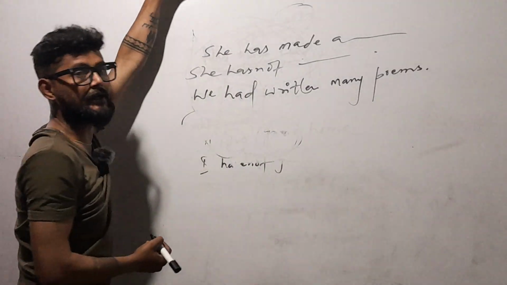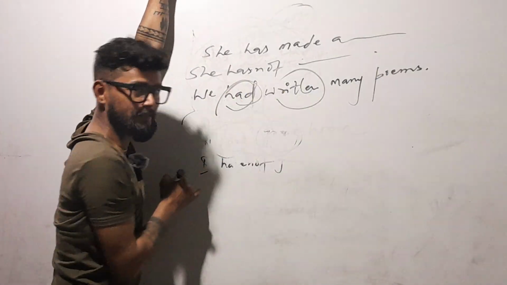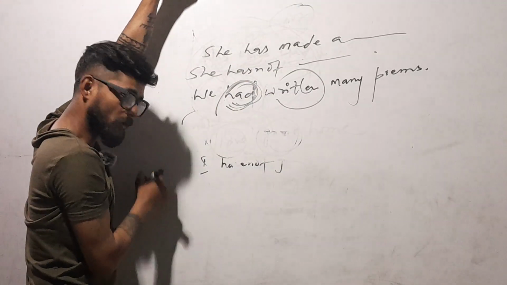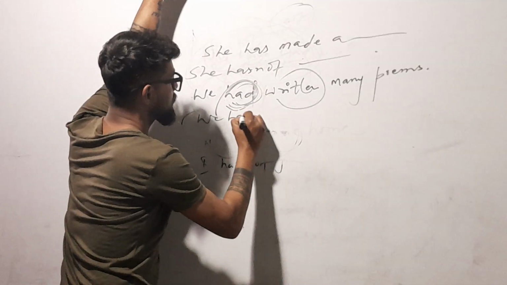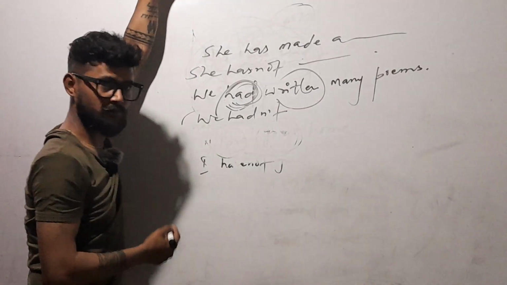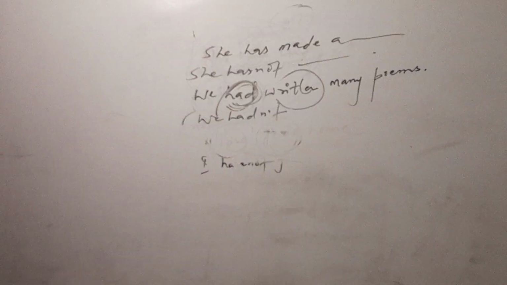We have written many forms. So had, and what is written? Past participle form. So what? It worked as an auxiliary verb. So we hadn't or had not written many forms. That's it. Okay, remember that.